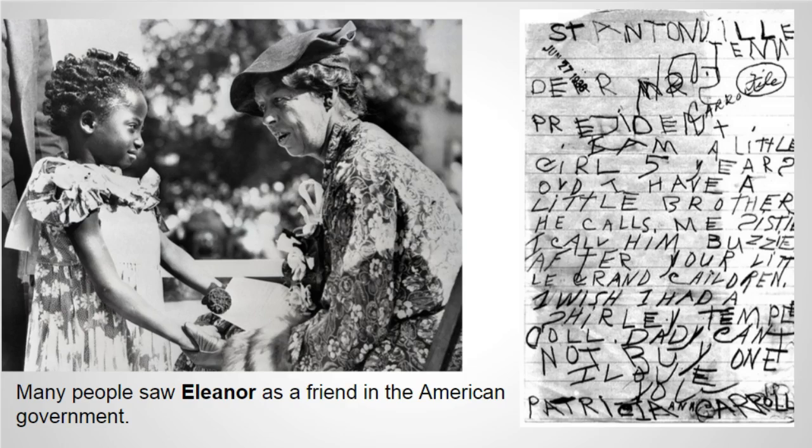People, in fact, saw Eleanor as a friend in the American government. You see her on the left speaking with a young African-American girl. It was not typical for blacks and whites to appear together in photos in many parts of the country. Eleanor had tremendous courage, and on the right is a letter written to her by a 5-year-old girl whose daddy couldn't afford to buy her a Shirley Temple doll. Would Eleanor send her one? She received many letters like this, and she also responded to them.